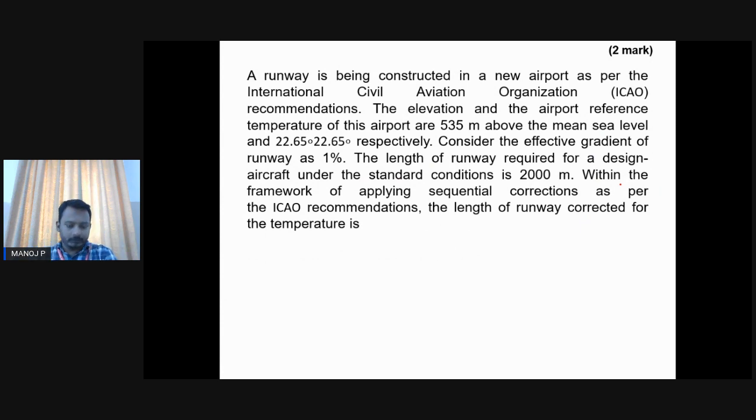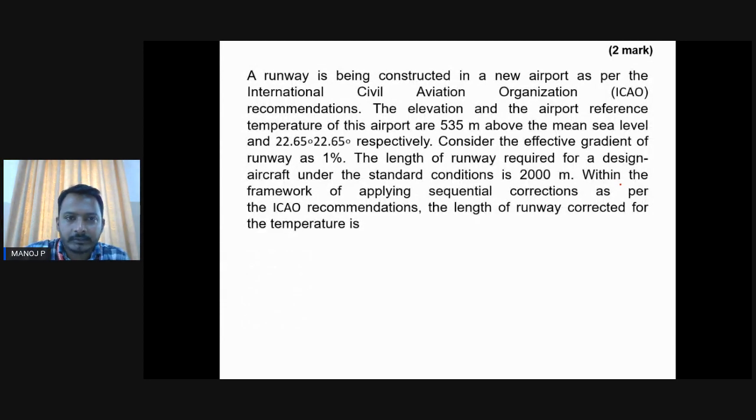This is a 2 marks question. Have a look into it, as it is a big question for 2 marks, but very easy to calculate. The runway is being constructed in a new airport as per the International Civil Aviation Organization recommendations. The elevation and the airport reference temperature of this airport are 535 meters above the mean sea level and 22.65 degree respectively.